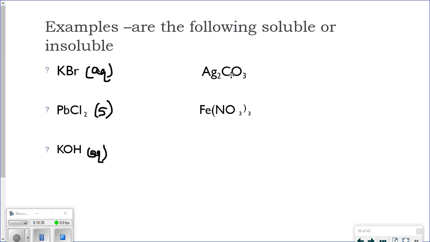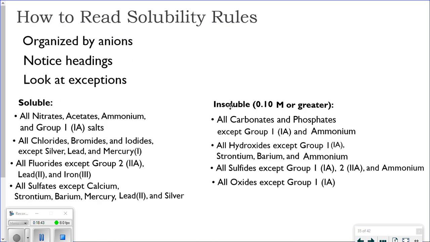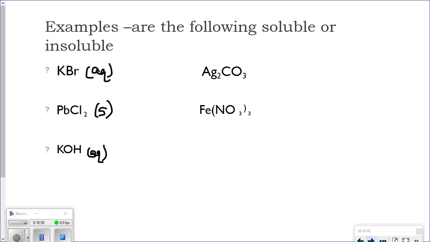Let's look at silver carbonate. So we want to find our rule for carbonates. Carbonates are insoluble, so solid, except for group 1 and ammonium. Silver is not in group 1 or ammonium, so it will be a solid.